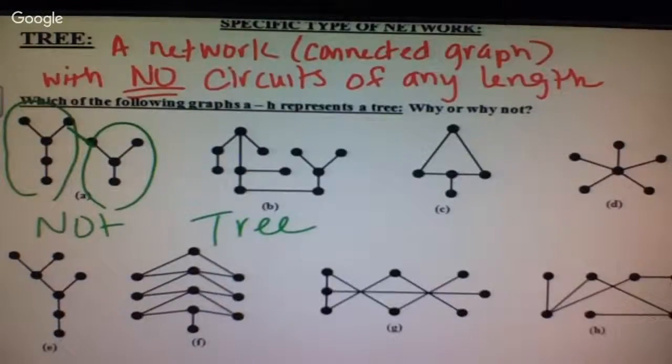It's not. Continue with what you were saying. It's closed. There is a circuit here. Oh. There is a circuit right here. So it's not a tree?